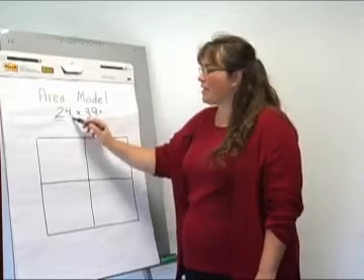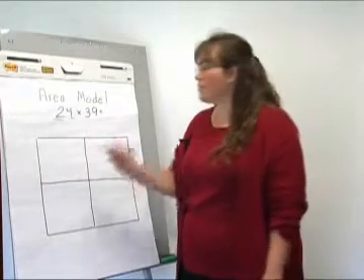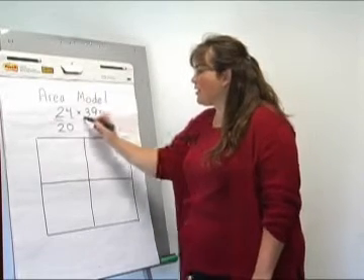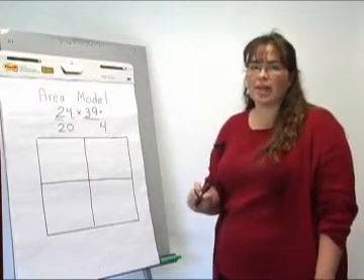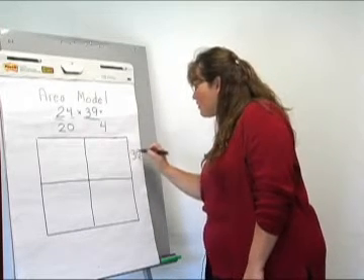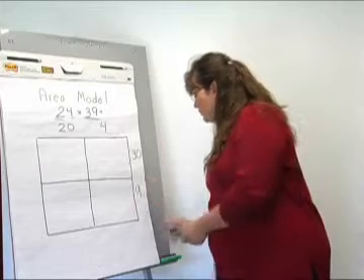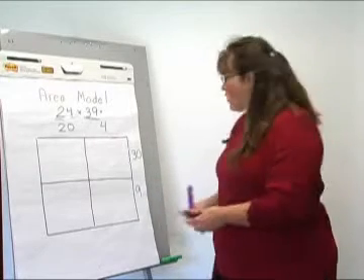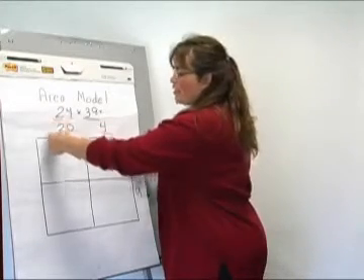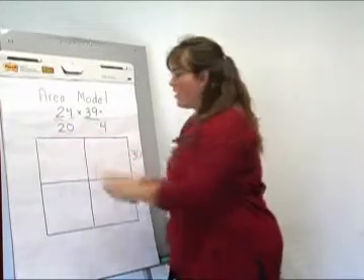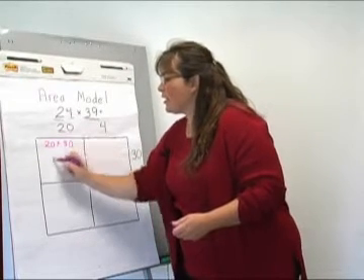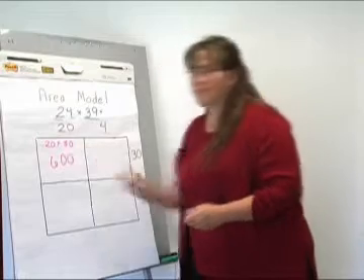Now they're going to write the expanded form of 24, which would be 20 and 4. Then they're going to take 39 and write the expanded form of 39. So they'll write 30 and 9. Now the students are going to multiply things that match in quadrants. So they're going to take 20 times 30 and match it here. So 20 times 30 equals 600.